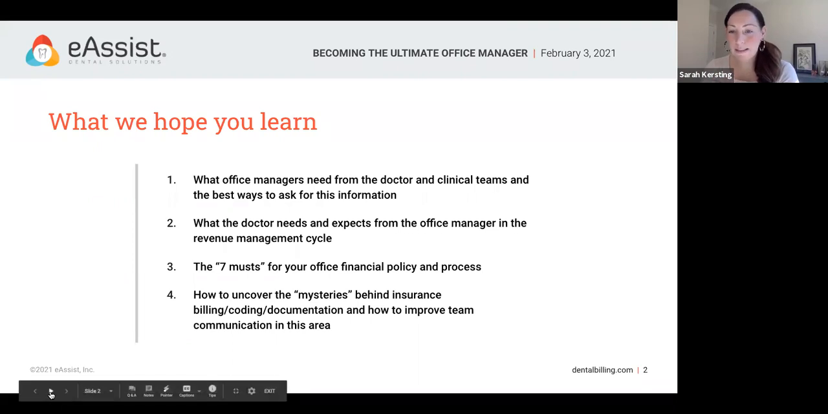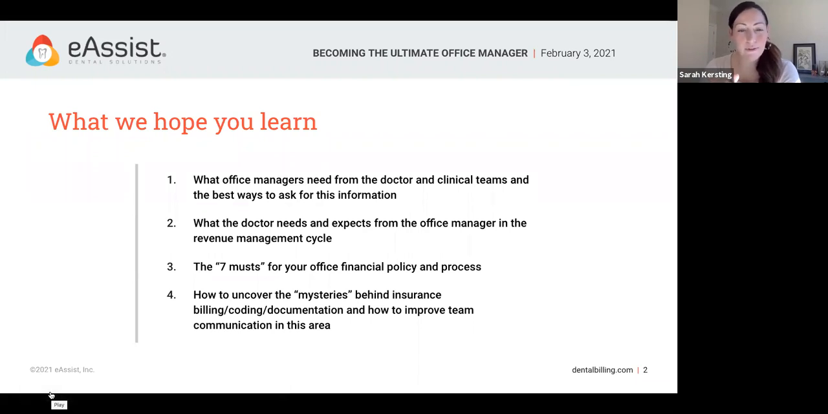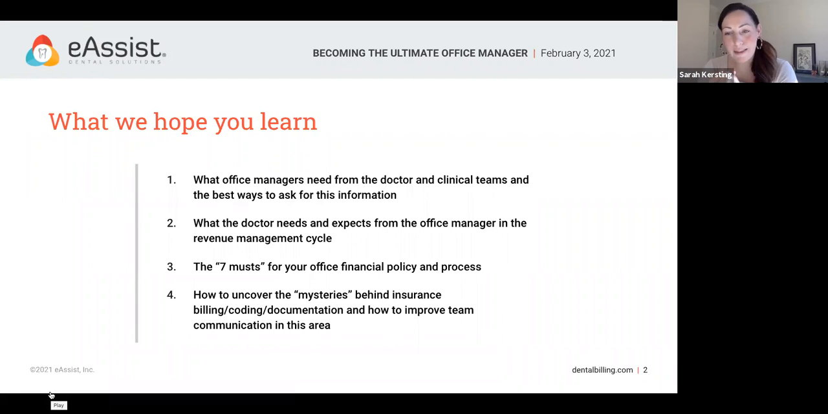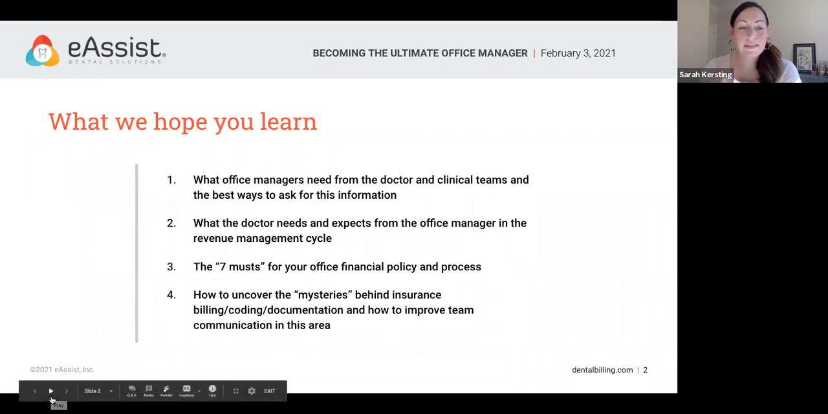Here's a few things we're planning to cover today. Again, we're going to go over what office managers need from the doctor and clinical teams and the best ways to ask for that information. That communication is so important for the systems. And then, of course, what the doctor needs and expects from the office manager. Also really important to have that communication established. We've got an idea for how to help you do that as well. And then we have the seven musts for your office financial policy and process, and how to uncover mysteries behind the insurance billing, coding, documentation, and how to improve team communication in that area.